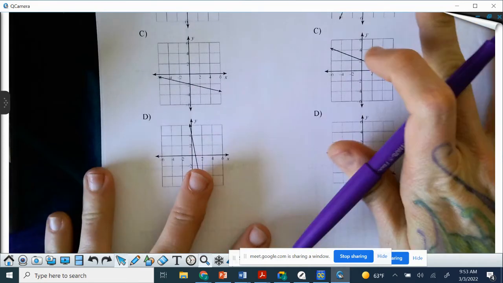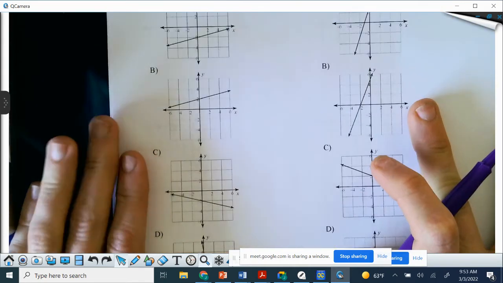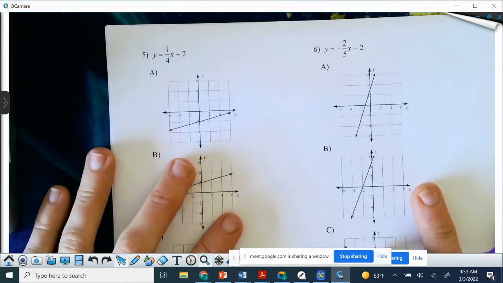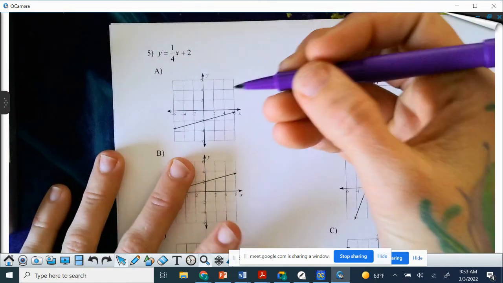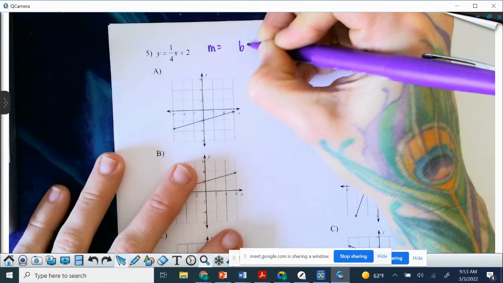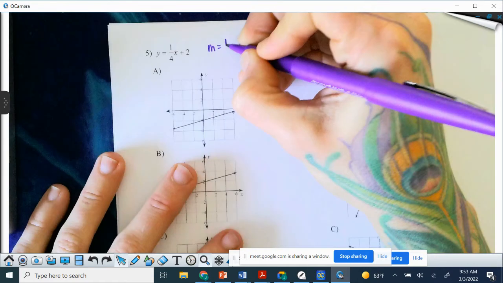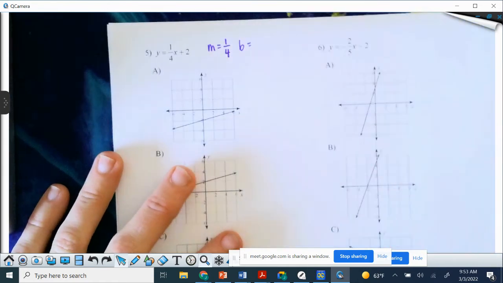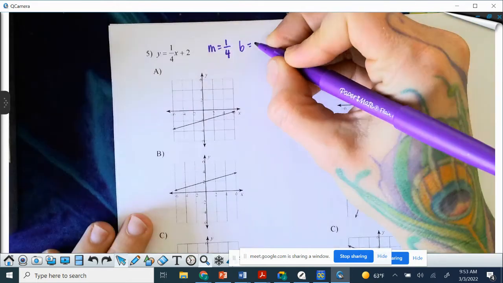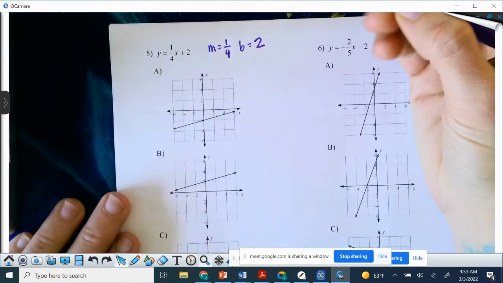Now, I put some multiple choice on here because I feel like for some people it gets weirder when I give you a choice. You either love multiple choice or it makes things very complicated, but the game is still the same. So in this case, we're going to figure out what is m, what is b. So our m value, or our slope, or rise over run, is 1/4, rise of 1, run of 4, and our b value is 2. So we're looking for a graph that starts at +2.